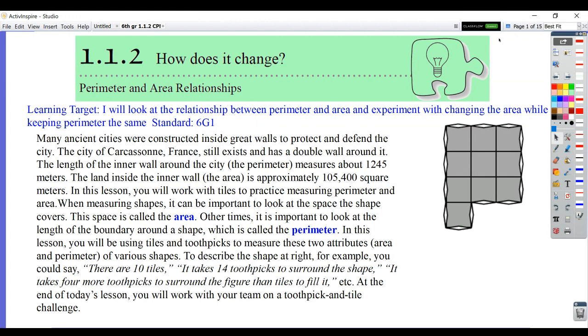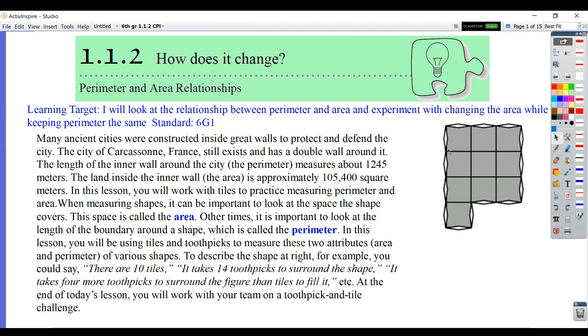When measuring shapes, they remind you that it can be important to look at the space the shape covers, and this space is called the area. Other times, it's important to look at the length of the boundary around a shape, which is called the perimeter. And in this lesson, we would use tiles and toothpicks to measure these two attributes. Attributes are characteristics. The attributes in this case are area and perimeter of various shapes.